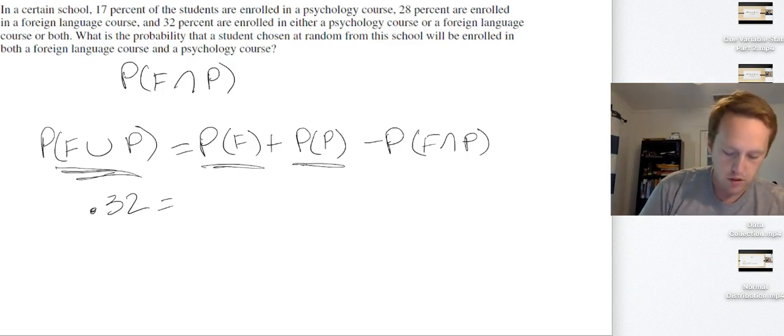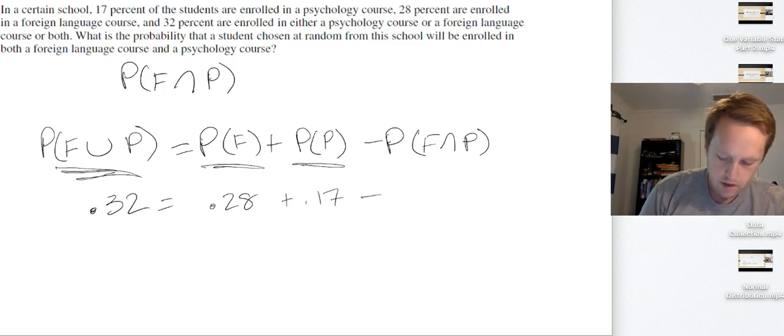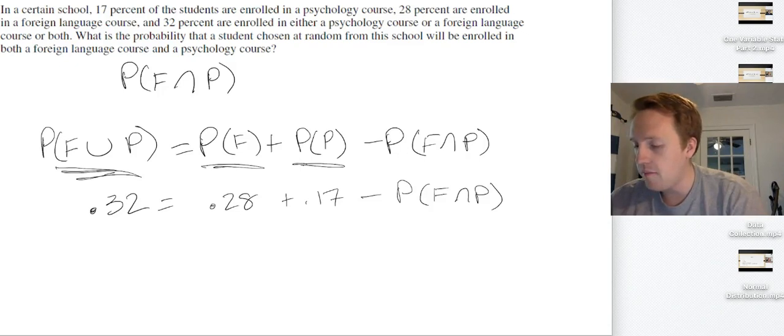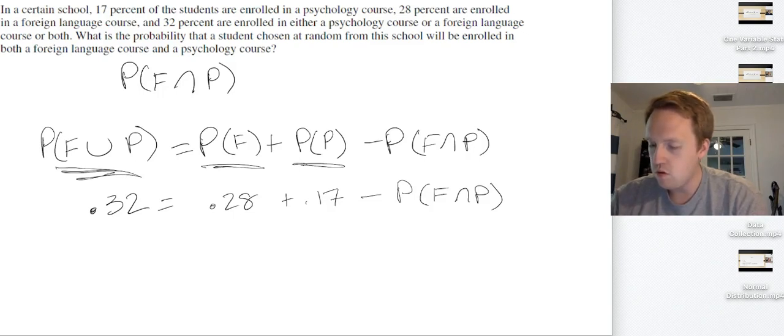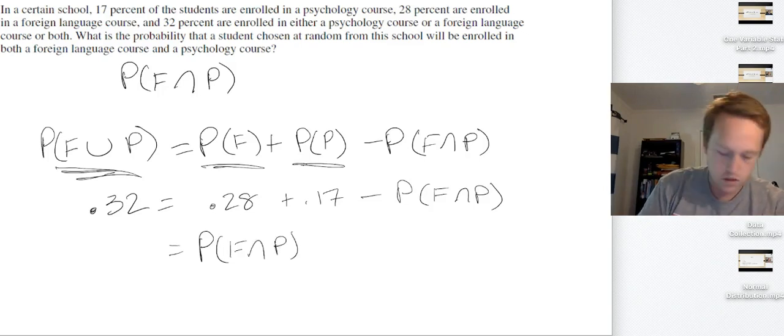Foreign language is 0.28. And psychology is 0.17, minus the one I'm missing. So if I do the algebra on that, this is my algebra noise. I get the probability of foreign language and psychology is equal to 0.13.